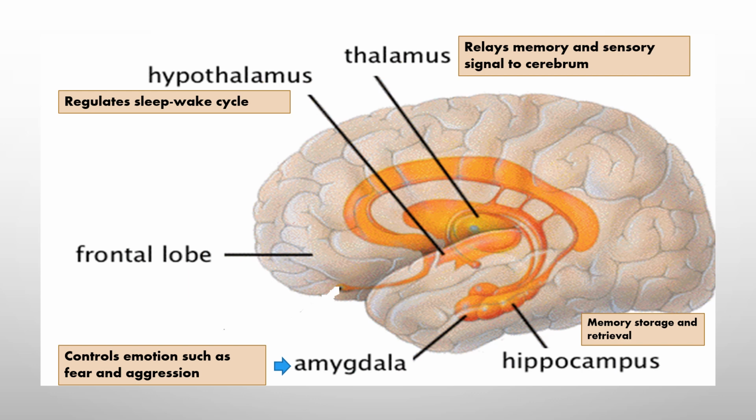The following parts are under the forebrain, just like the cerebrum. Hypothalamus. It regulates your sleep-wake cycle. Thalamus. It relays memory and sensory signals to the cerebrum. Amygdala. It controls your emotions, such as fear and aggression. Hippocampus. It is your memory storage and retrieval.